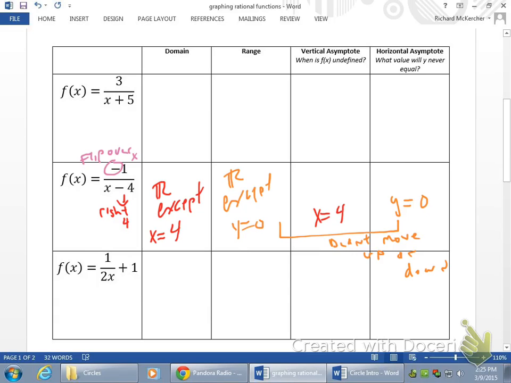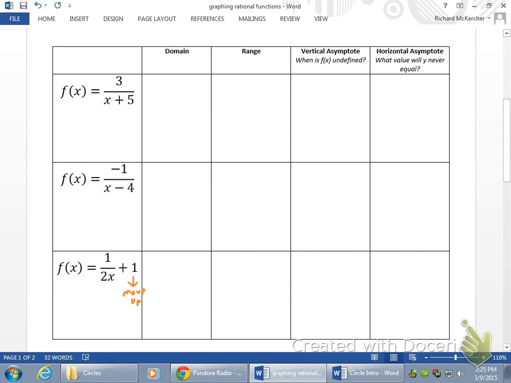Alright, last example to look at would be this bottom one here. First thing I want to notice is this one absolutely does have a k value. This whole graph is going to move up 1, right? So because it moved up 1, that is going to affect my horizontal asymptote. So I'll deal with that in a minute.